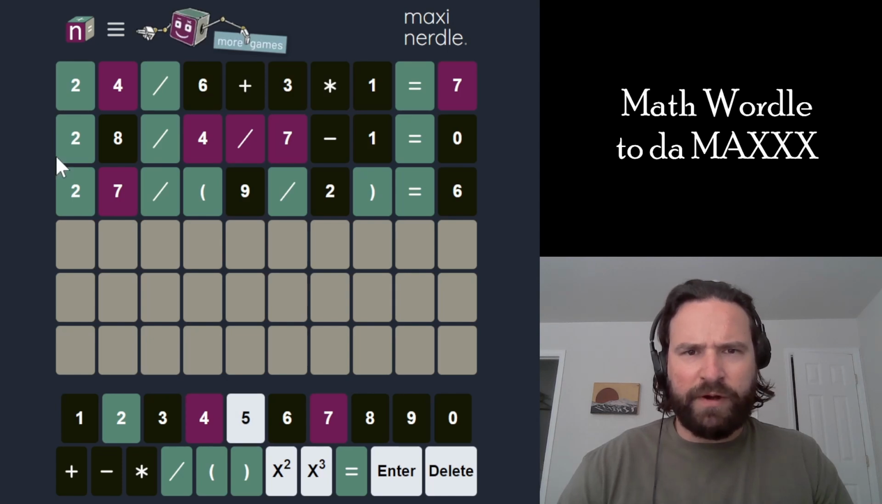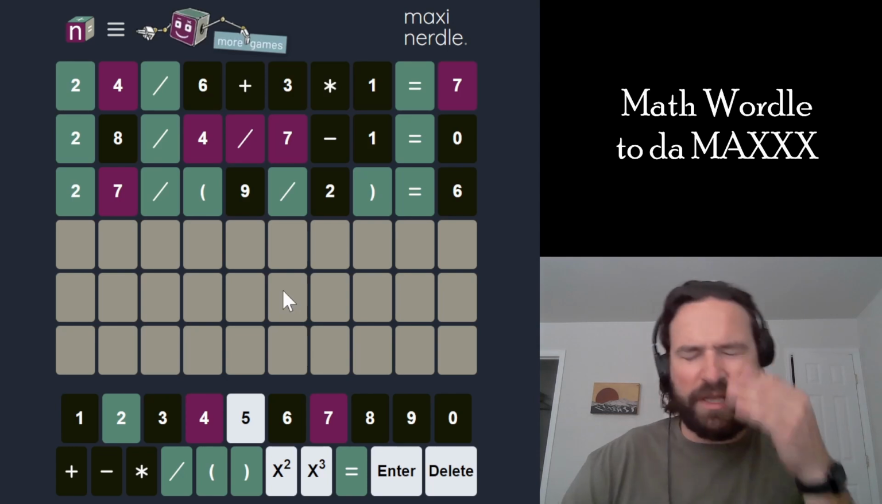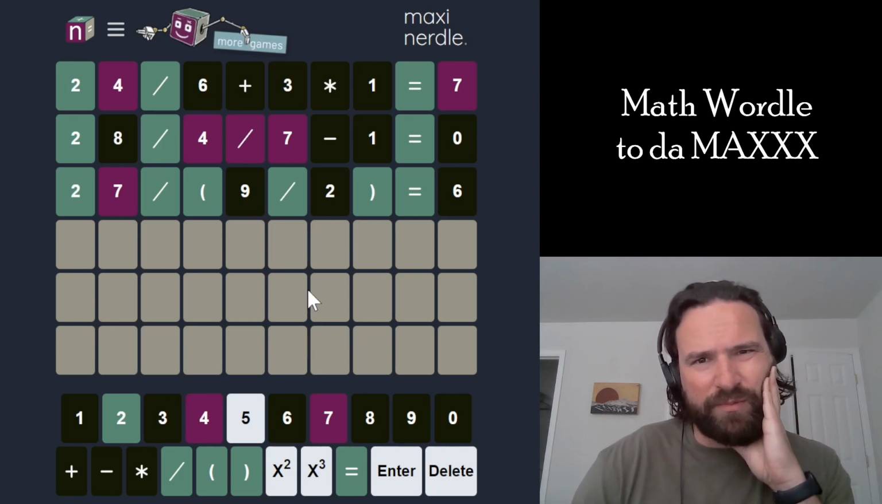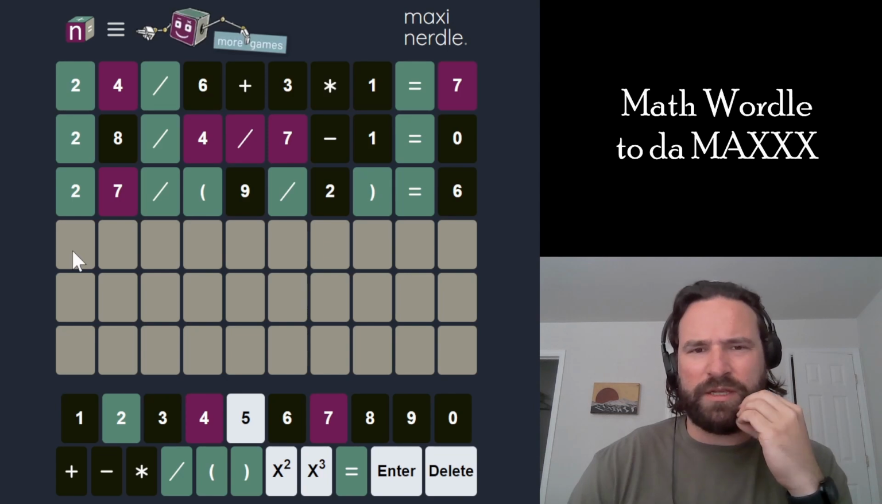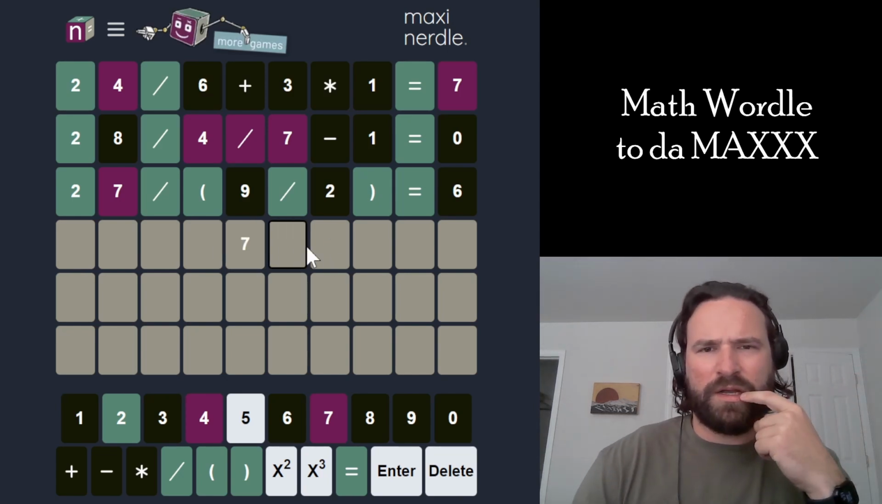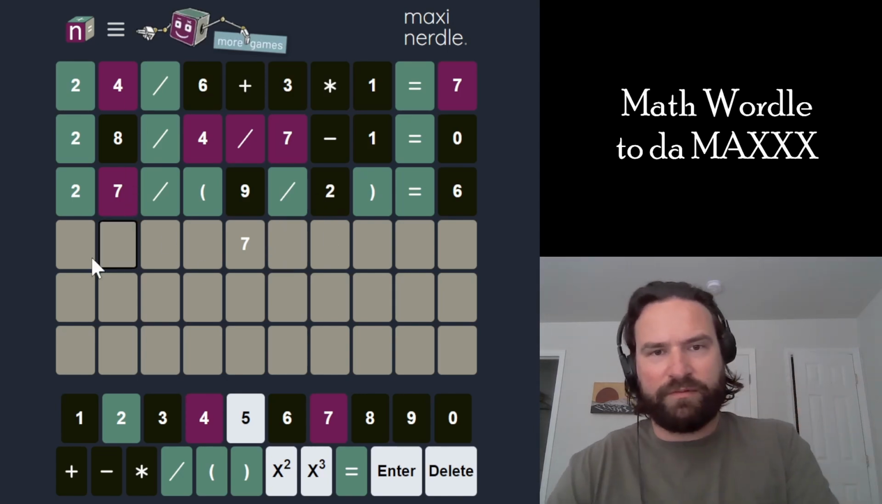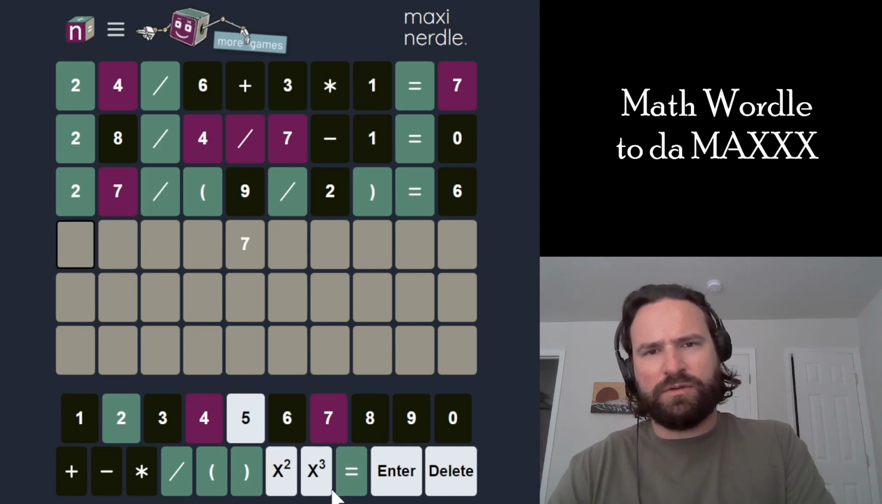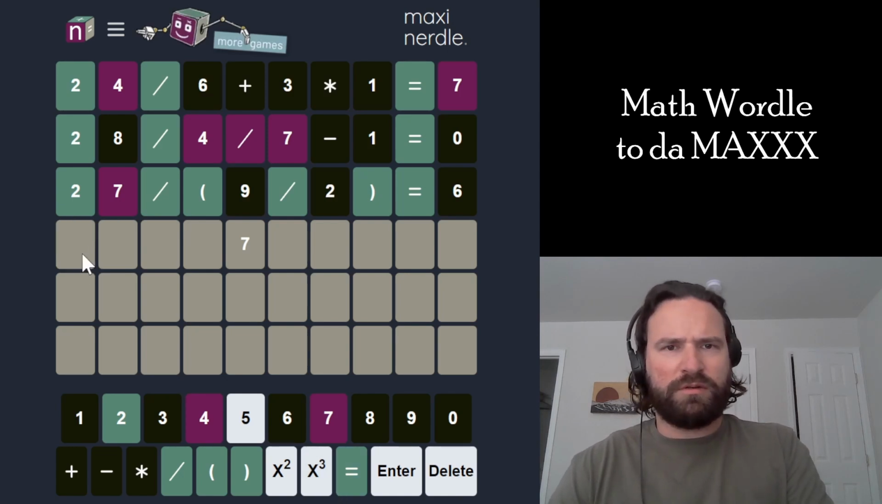I'm dividing by a fraction. How does a 7 work in any capacity? 7 is such a weird number. It just doesn't work with anything. I think 7 has to go here, and I feel like this can't be a 2. There's not another 2. This can't be a 4 or a 7. There's not another 2. So this is a 5. It has to be, unless it's 2 cubed. I don't think so, though.